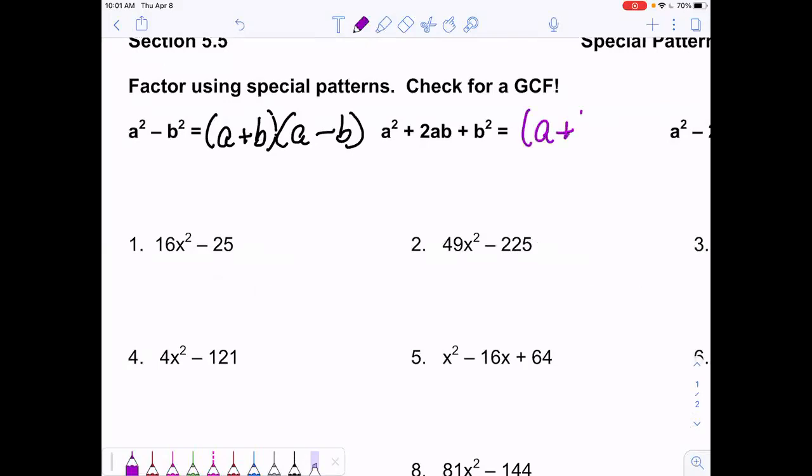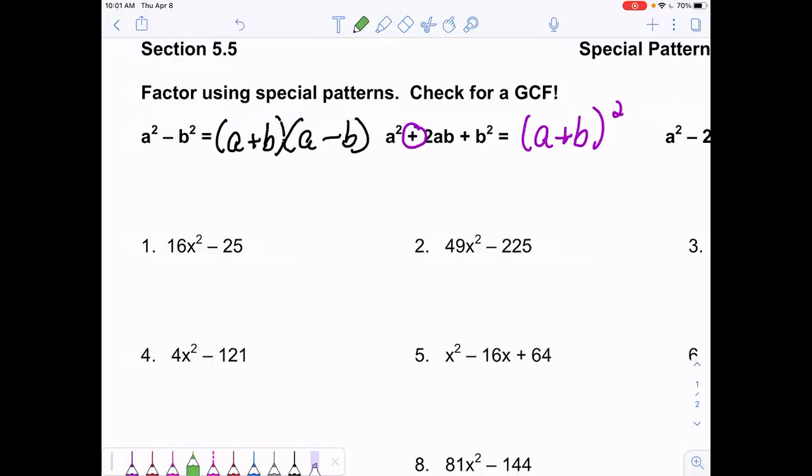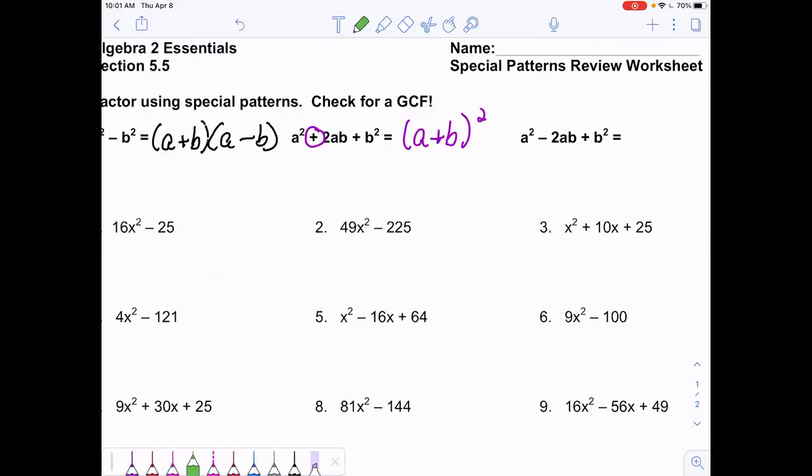So this is a plus b squared, and that plus tells me there's a plus in my parentheses. And then the last one is a minus b. Again, that minus tells me there's a minus in the parentheses.